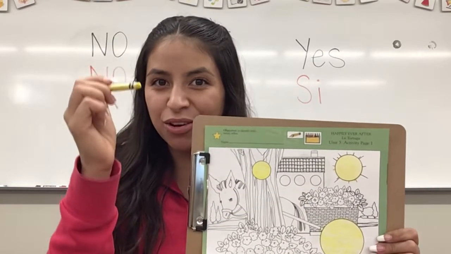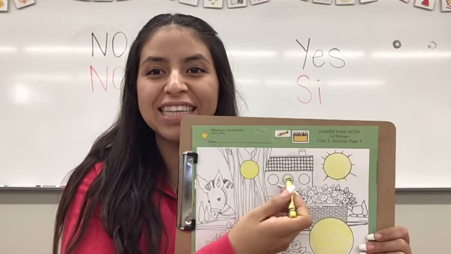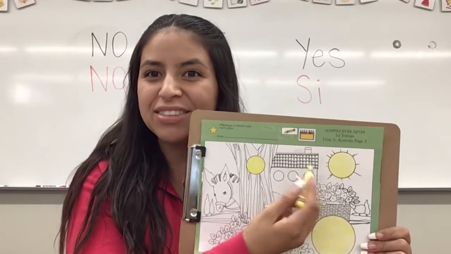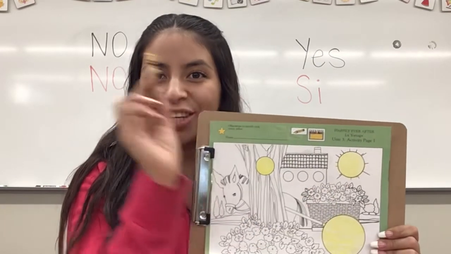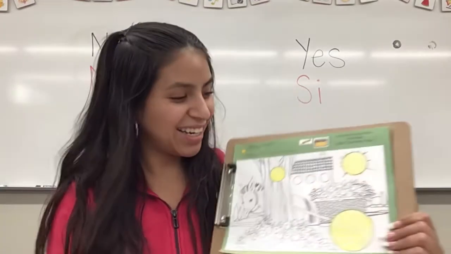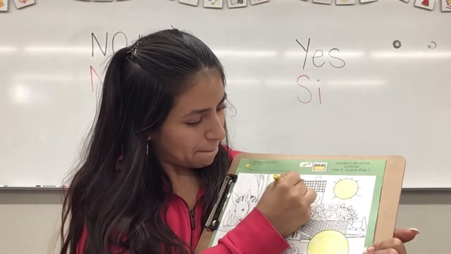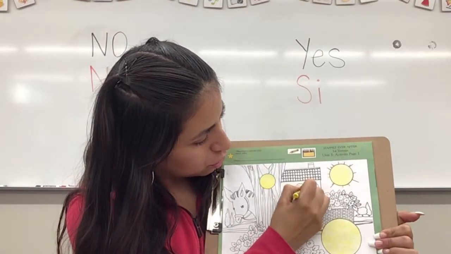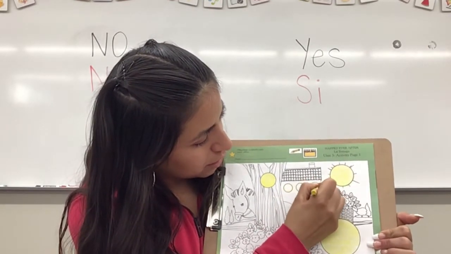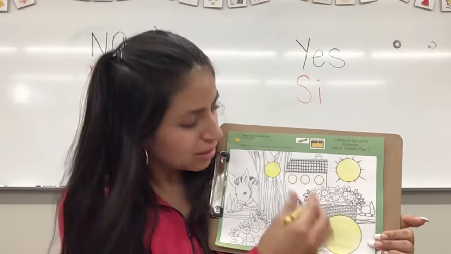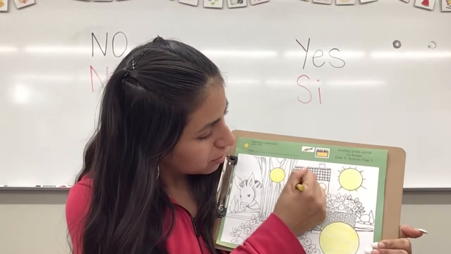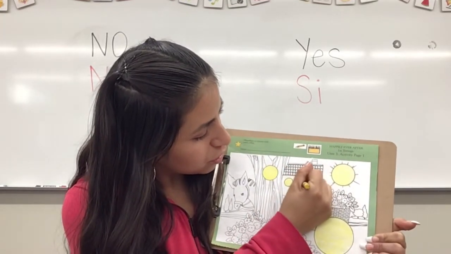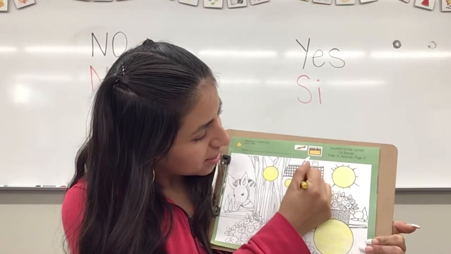So with your yellow crayon, I want you to trace each of your circles, each of your windows, and color them in with your yellow crayon. Go ahead. 1, 2, 3. I have 3 windows that are in the shape of a circle. 1, 2, and 3.